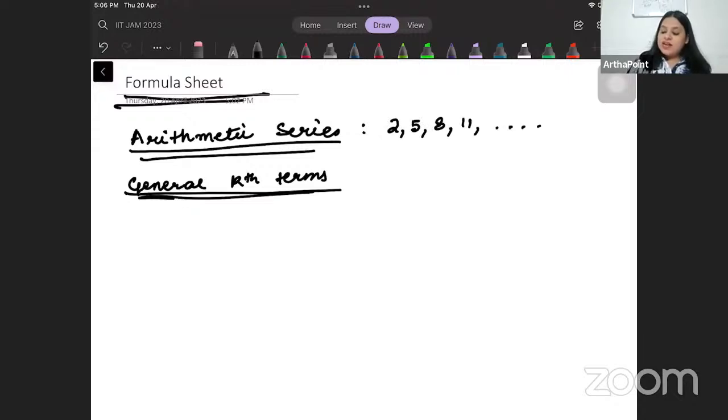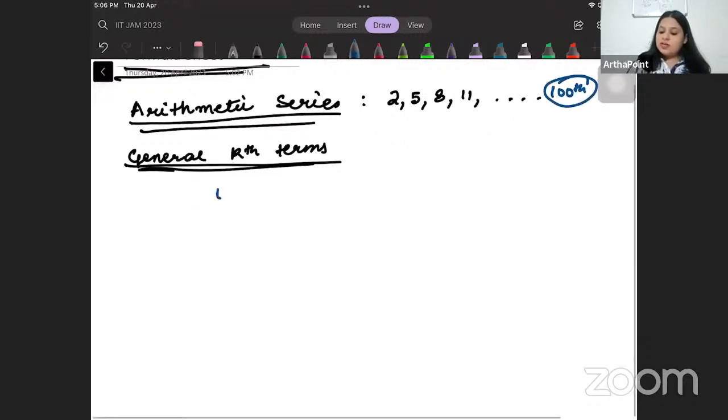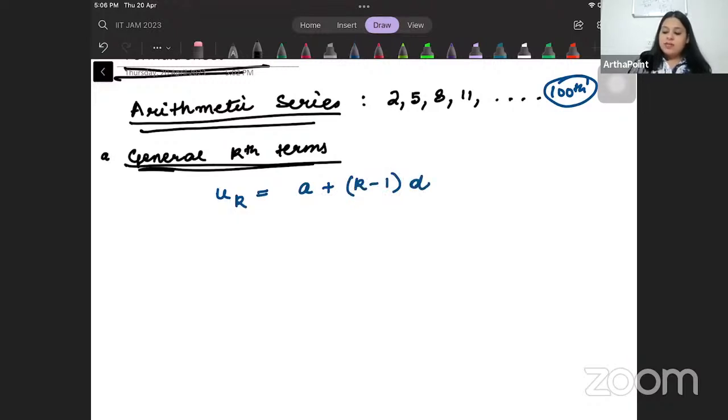So we understand that the gap here is 3, and so on. So whenever you are given an AP and they ask you, okay, find the 100th term, so you get kth term. So the formula for the kth term can be written as UK is equal to A plus K minus 1 D. This is your first formula under AP.